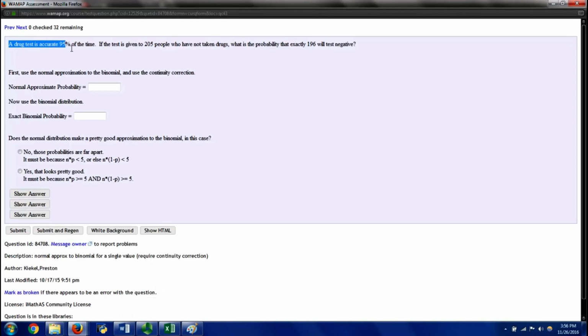A drug test is accurate 95% of the time. The test is given to 205 people who have not taken drugs. What's the probability of exactly 196 testing negative? That is 196 successes out of 205 trials, with p, the probability of success for any one trial, equal to 0.95. This is a binomial process, so I'm going to use the normal to approximate the binomial using the continuity correction.